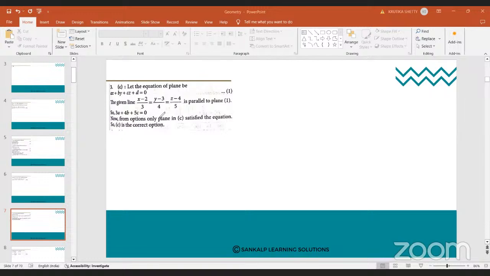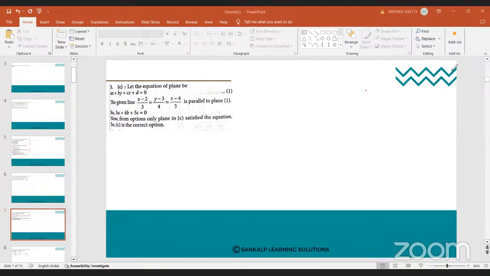Now from the options, only the plane in C satisfies the equation. The rest of the planes don't satisfy the equation. When we replace, we see that plane C will satisfy the equation 3a plus 4b plus 5c is equal to 0. The rest don't satisfy. So option C will be the right answer.